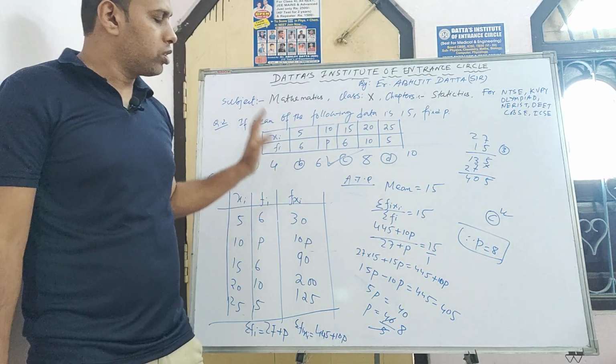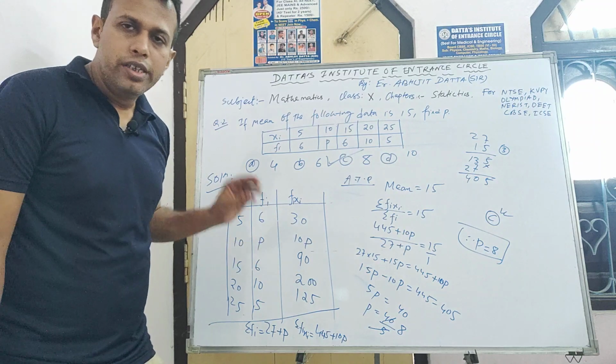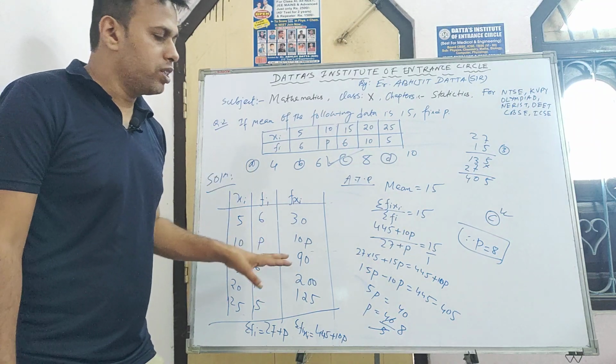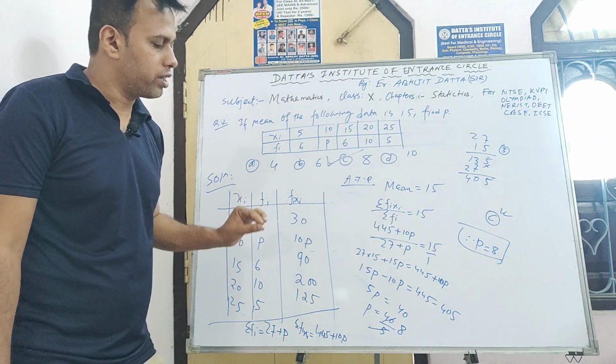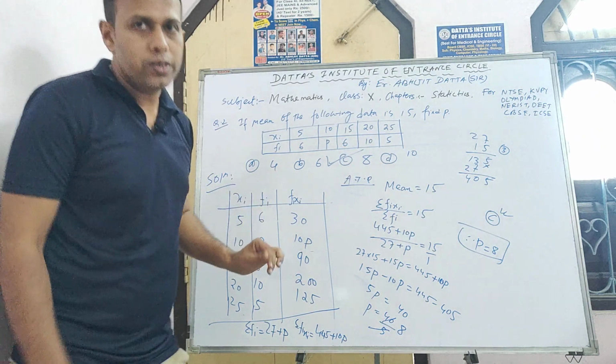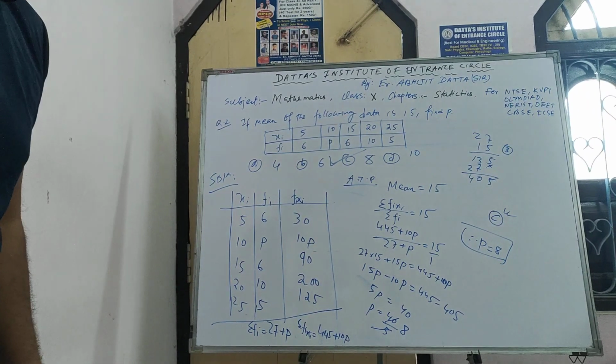After putting in these values and doing some simple simplification, the value of p comes to 40 by 5, that is 8. So 8 is the correct answer. Okay, 8 is the correct answer. Got my point? Okay, so let's move on to the next topic.